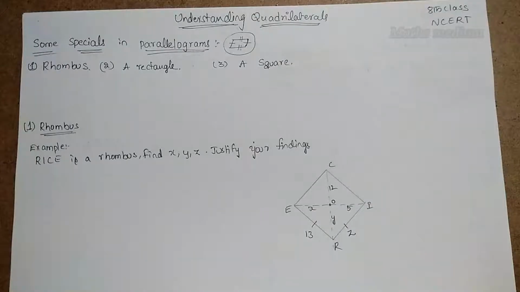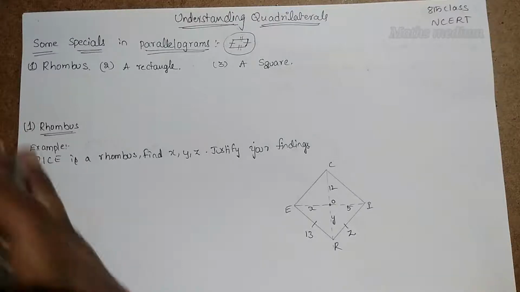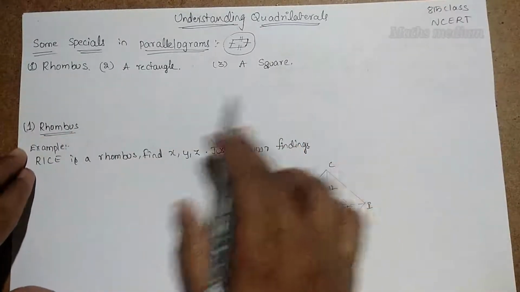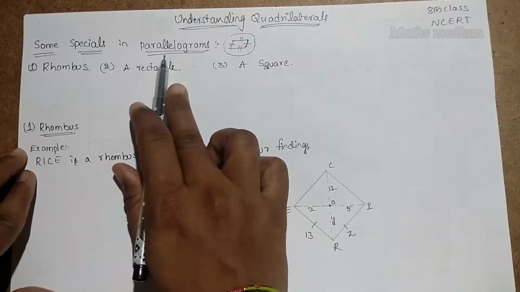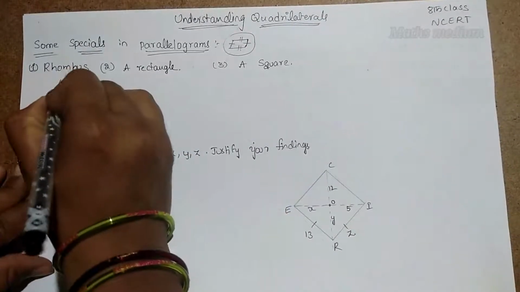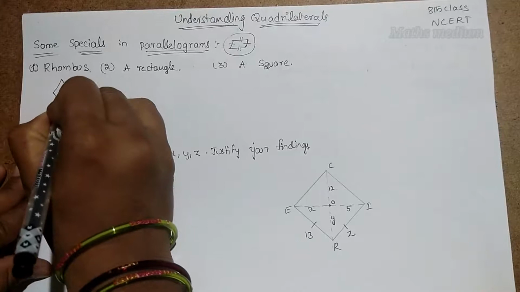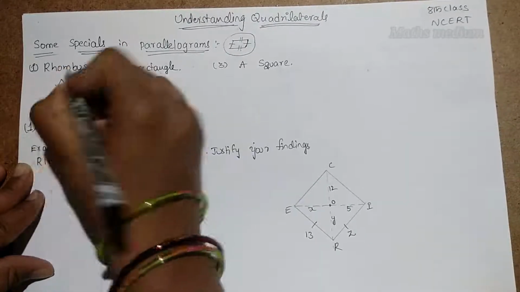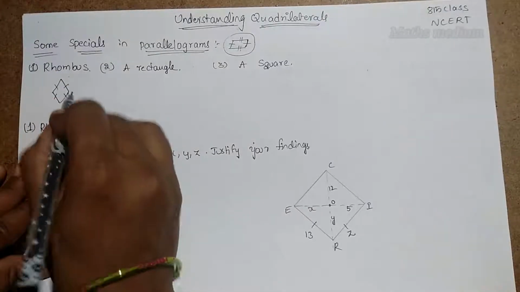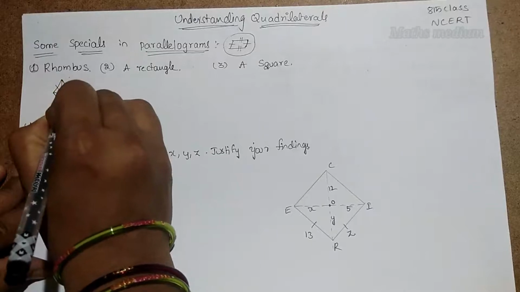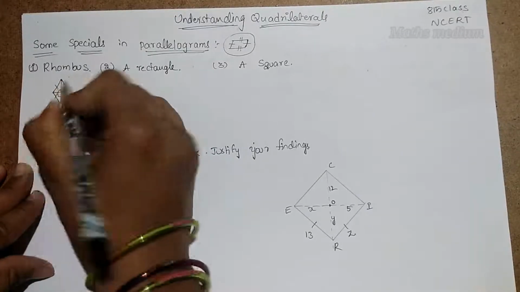In our daily life we are using some shapes. Those are rhombus, rectangle and square, and these three are the family of parallelogram. So let's start with the rhombus. We know a rhombus is in diamond shape, and all its sides are equal. If you make the diagonals of a rhombus, they bisect each other.